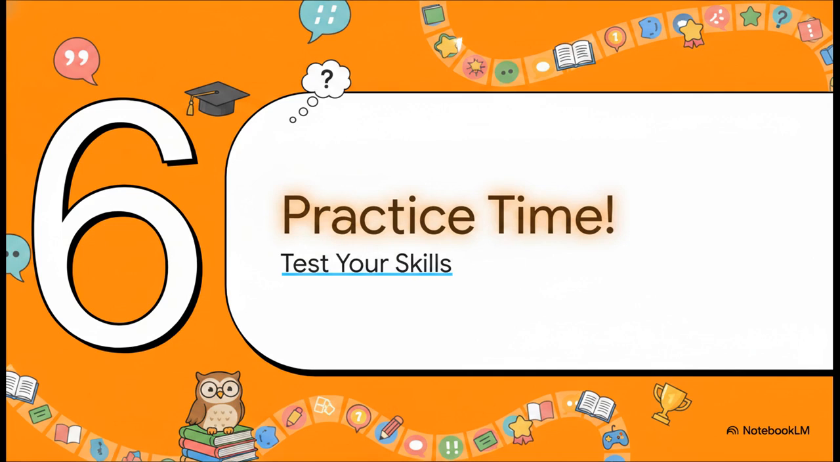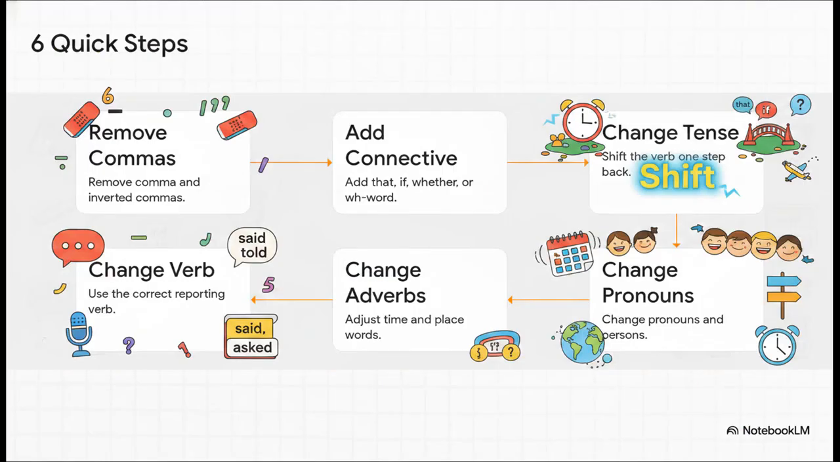Module 6, Interactive Practice Time. All right, let's do a super quick review of our 6-step master plan. Seriously, lock this in before we do our little quiz. 1, remove the punctuation. 2, add your connective. 3, shift that tense back. 4, swap the pronouns. 5, adjust time and place words. And 6, pick the right reporting verb. If you follow this checklist, I promise you're going to nail it every single time.